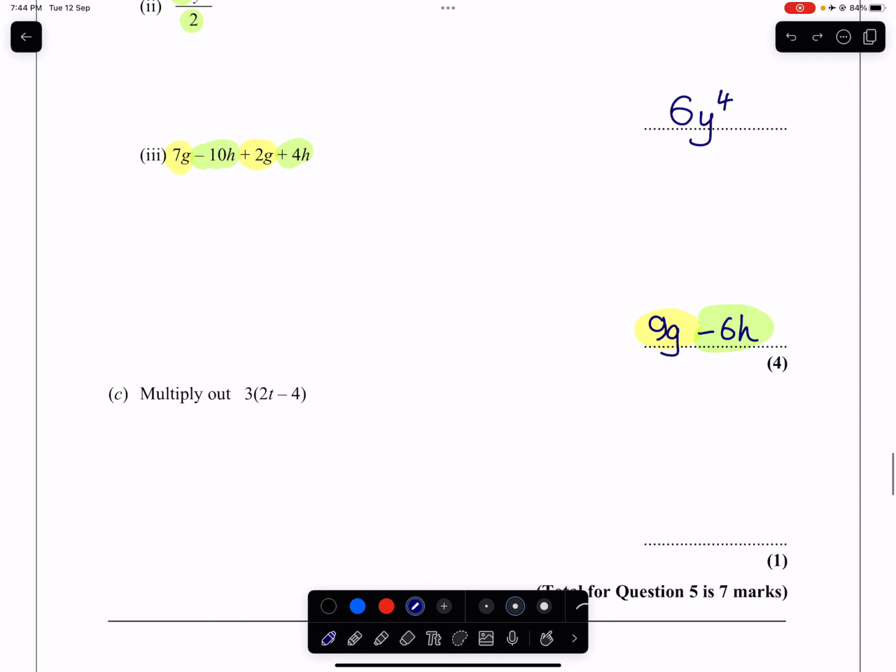Part C, multiply out 3 lots of, in a bracket, 2t minus 4. That 3 lots of is basically 3 times. So you're going to end up with 3 times this value here and 3 times this value here. 3 times 2t is 6t, and 3 times a negative 4 is negative 12. Done.